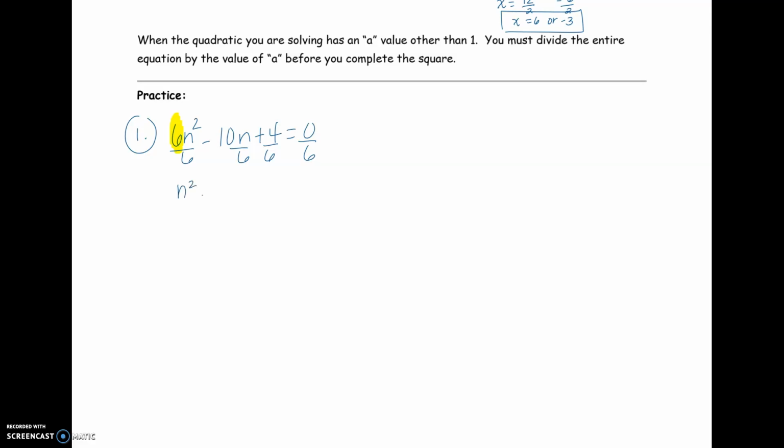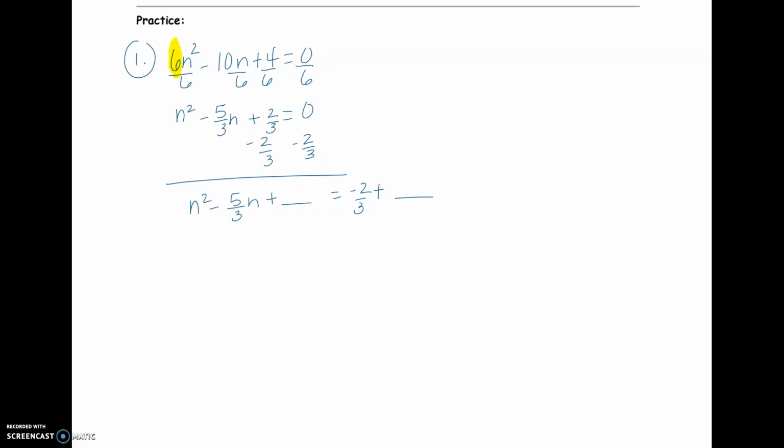So I get n squared minus 10/6, which is equivalent to 5/3. And 4/6 is equivalent to 2/3, and 0 divided by anything is 0. I'm going to subtract the 2/3, and when I do that, I get n squared minus 5/3 n plus something equals -2/3 plus something. Now I have to complete the square.